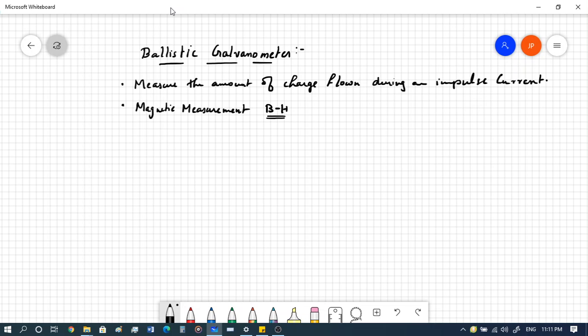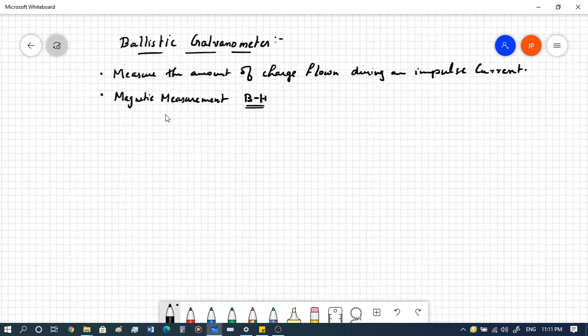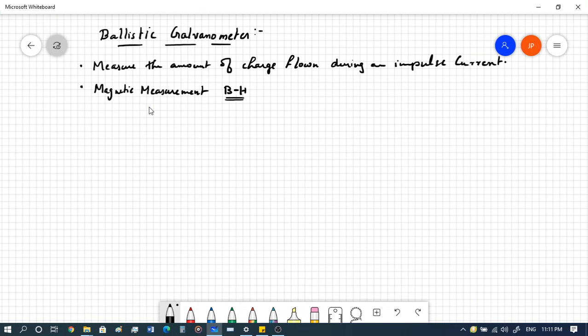So let's look in detail at how this instrument works. The construction is very much similar to our PMMC instrument, the permanent magnet moving coil instrument. The only difference is that there is almost no damping. The damping coefficient is almost equal to 0 for this instrument. That is the major change in this ballistic galvanometer.